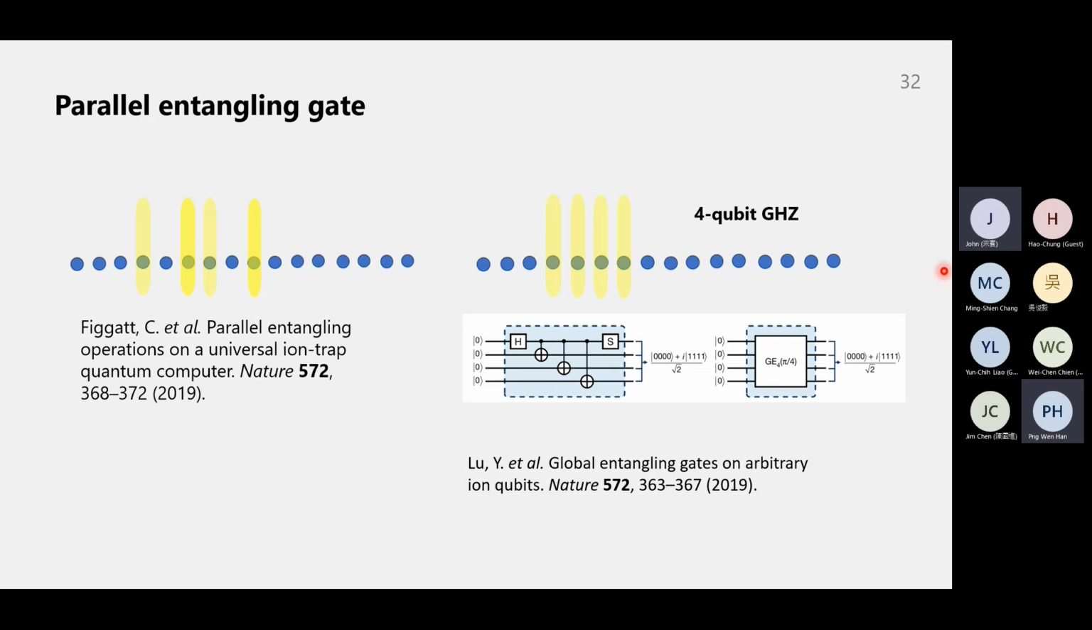Okay, so I have a question. Is it possible to extend this 4-qubit to like 8-qubit, or anything following the same principle? Because in their paper, what they propose is an arbitrary number of GHZ states. Oh, okay. Yeah, that's very interesting.